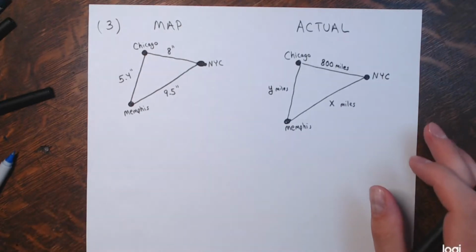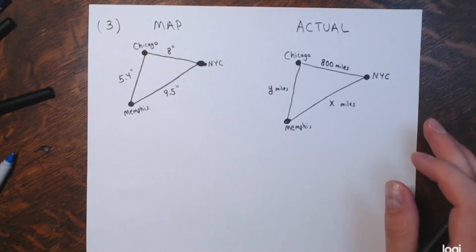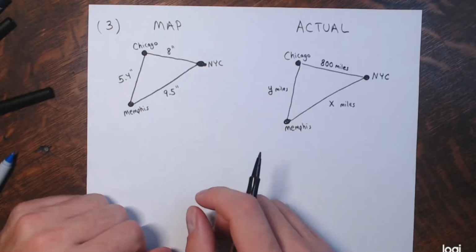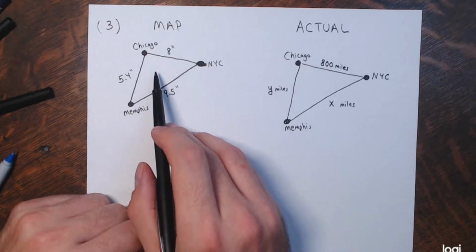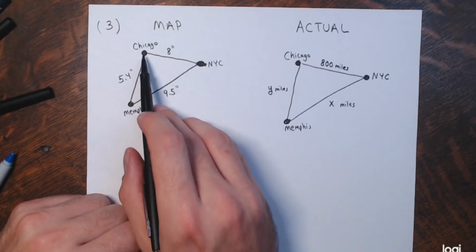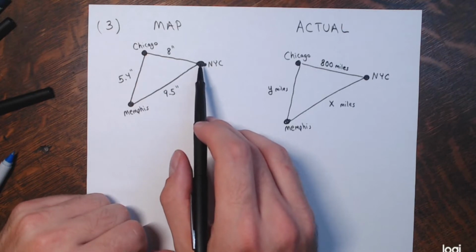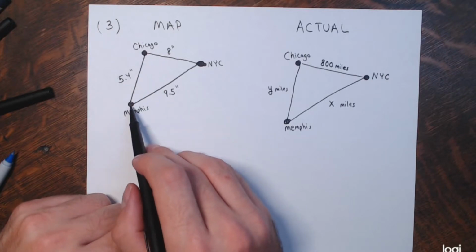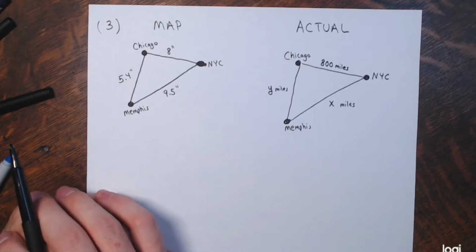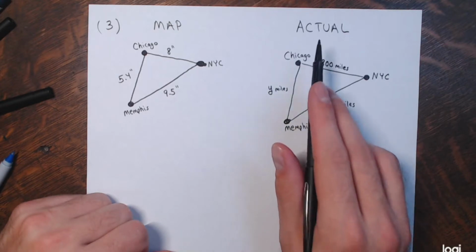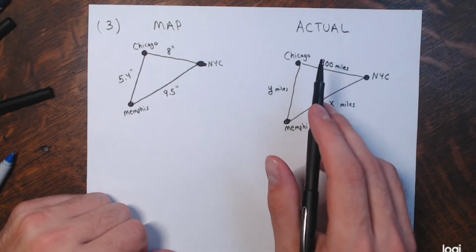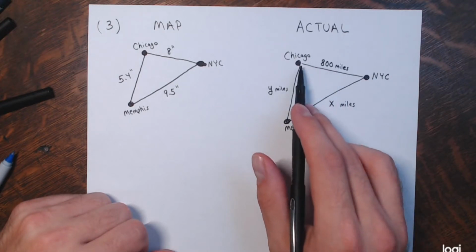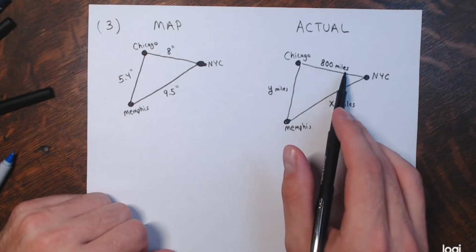All right, so what I've done here is drawn 2 pictures. Same triangle. I know I did a hand drawing, it's not perfect. One's the triangle you're seeing on the map, right, where it's 8 inches from Chicago to New York, and 9.5 inches from New York to Memphis, and 5.4 inches from Chicago to Memphis. The other triangle is the actual triangle, the actual distances in real life outside the map, that you would have to travel. From Chicago to New York, they told us that was 800 miles.